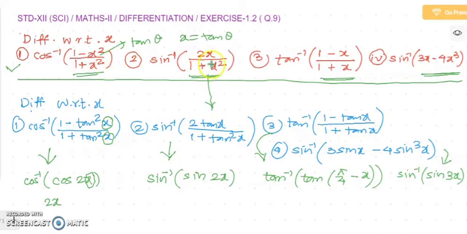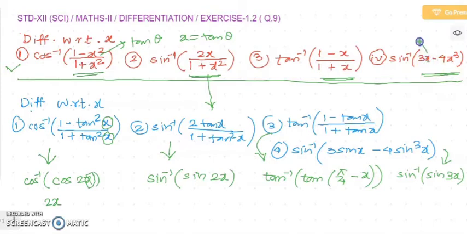Here x is equal to again tan theta. 2 tan theta upon 1 plus tan square theta is sin 2 theta. That suits here. This is the formula in terms of x, so you have to use it in terms of theta. Here also x is equal to tan theta will work. Then it will become tan pi by 4 minus theta. Here x is equal to sin theta will work.